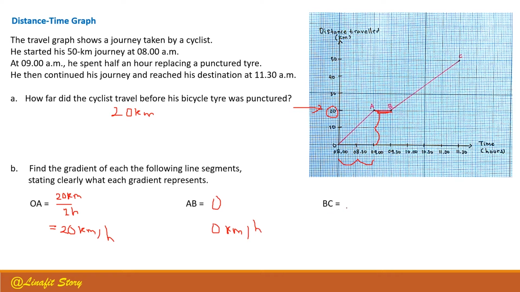And the last, the gradient of BC. How far up? 10, 20, 30 km. Out of, how far along? From 9:30 to 11:30, 2 hours. So the answer is 15 km per hour. This means that the average speed of the cyclist from B to C was 15 km per hour.